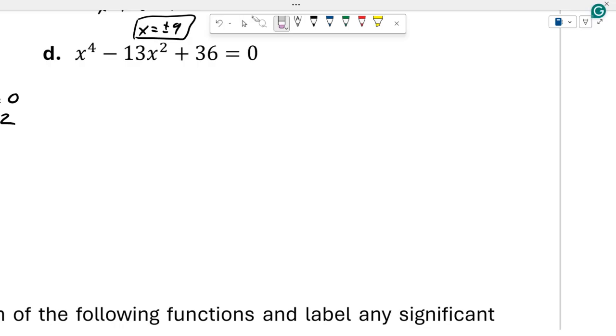Actually, you know what? I'm going to rewrite my original equation for a second. Notice that I can rewrite my original equation as x squared, right? Because a power to a power means you multiply, minus 13, and I'm going to introduce a set of parentheses here.